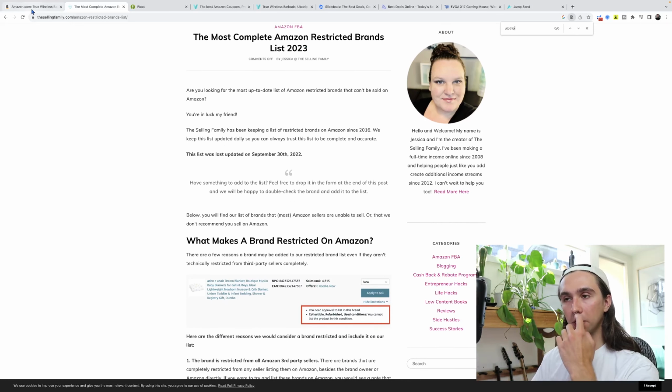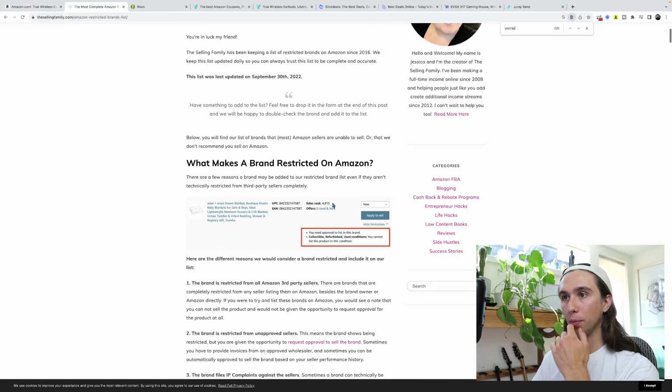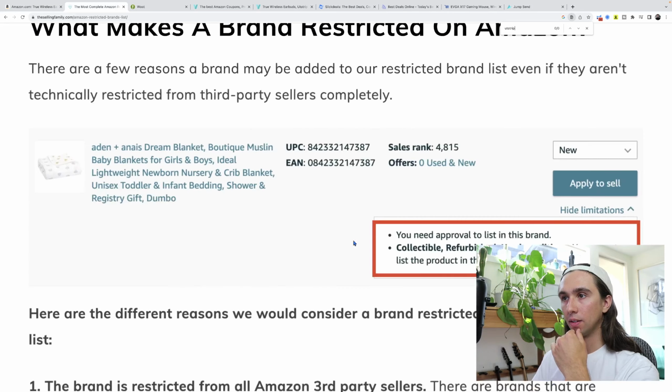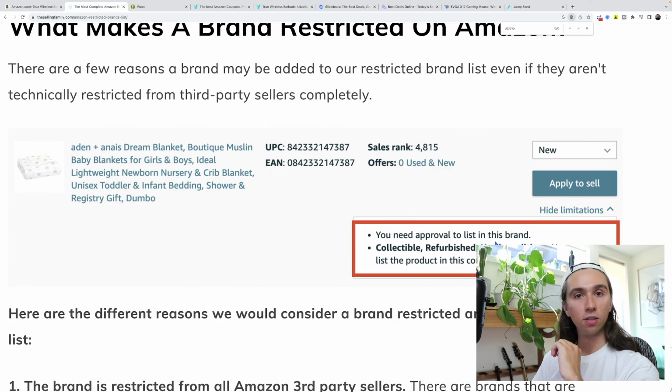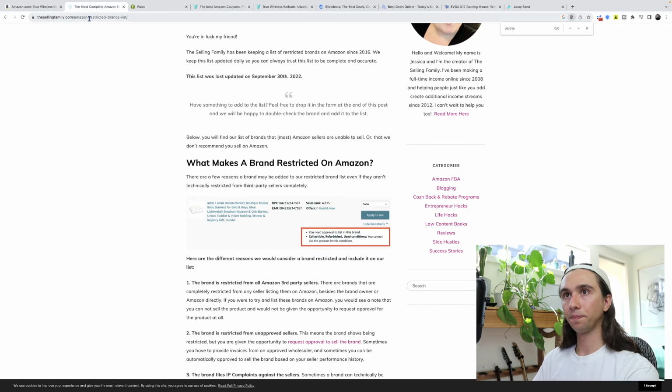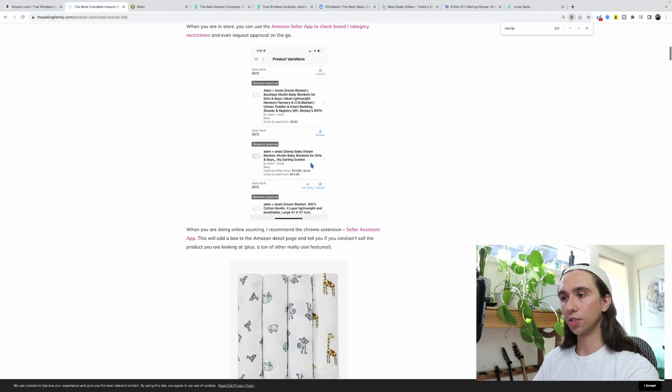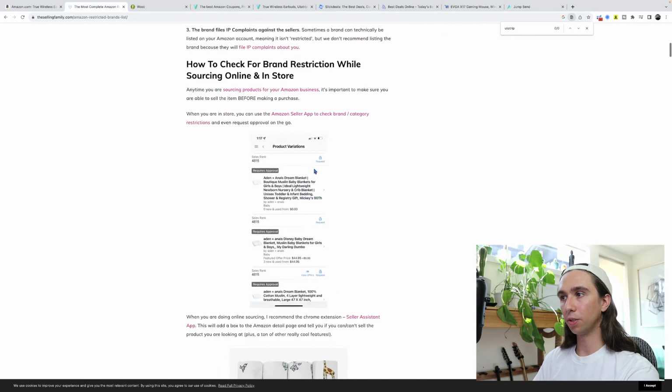Again, just go to your Seller Central account, go to catalog, right here. This is actually what I was talking about. So if you go to your Seller Central account, you'll see this screen here. You would search the brand, apply to sell, and then if it says you need approval to list this brand, do not order that product. Don't waste your time. You cannot list that product. If you're interested in learning more about that, maybe read this website.